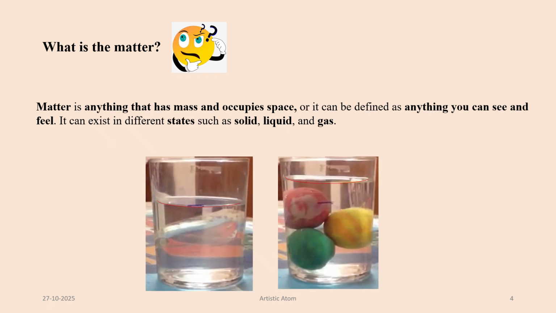Now, next we have this example. Can you see in the first glass, I have poured some amount of water. Can you see a red line over here? This red line indicates the level of water. Now, as soon as I have added these 3 spheres, which are my solids, the water level has increased. What have we understood from this? We have understood that solids also occupy space. I can see them, they have mass, and I can feel them. This means it is also matter.